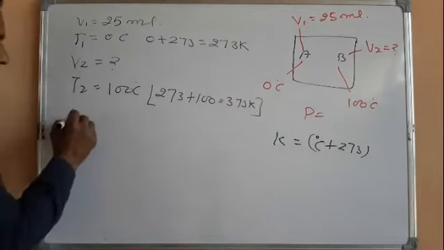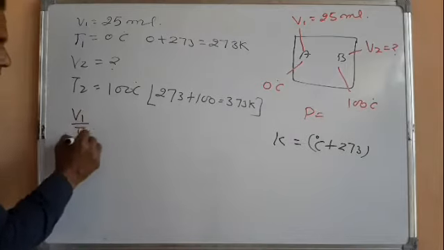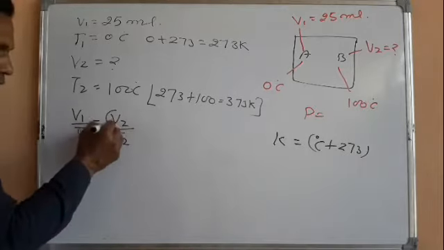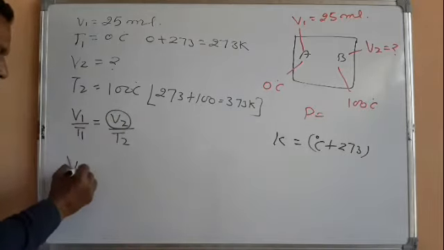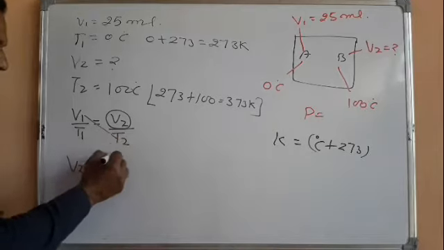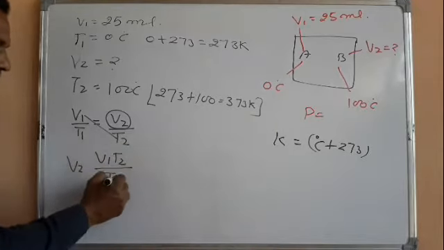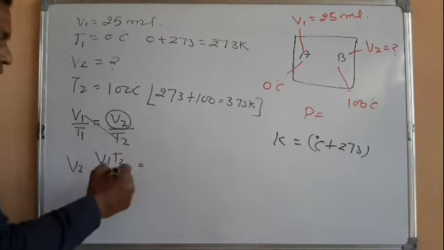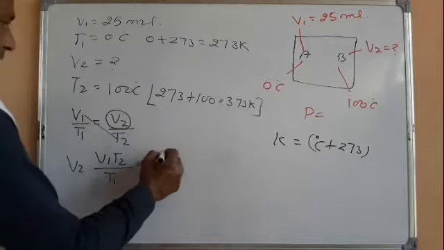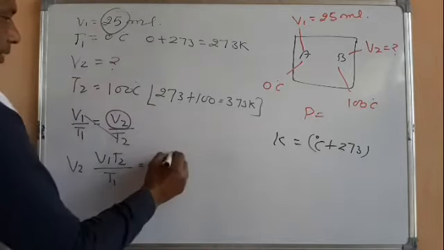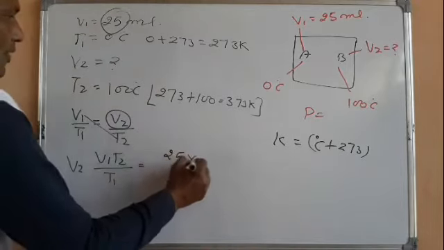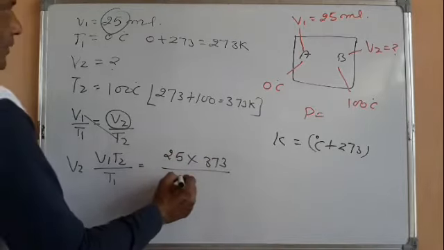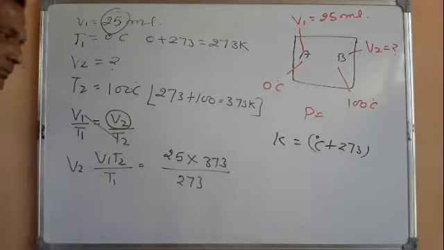According to Charles law, V1 upon T1 is equal to V2 upon T2. So find the value of V2. So V2 is equal to V1 T2 upon T1, which is V1 value 25 ml into T2 value 373 upon T1, 273.